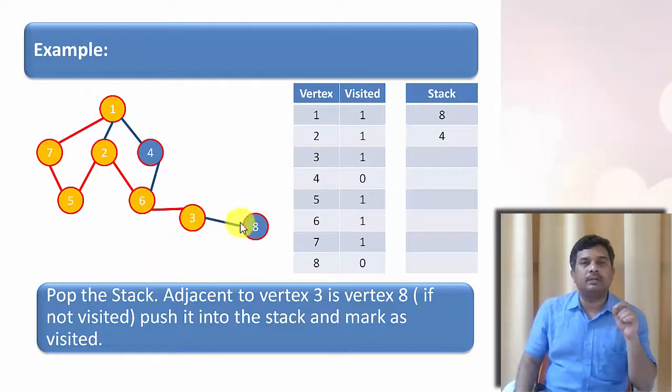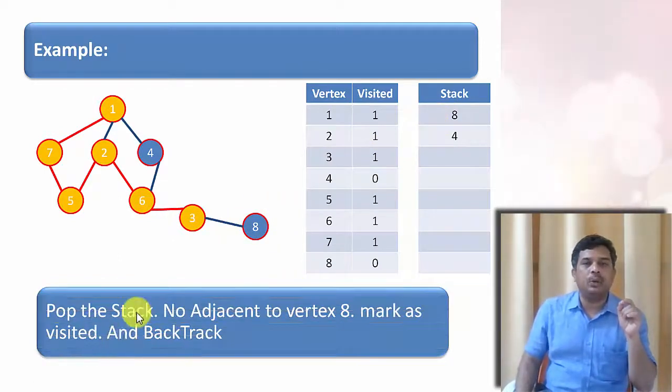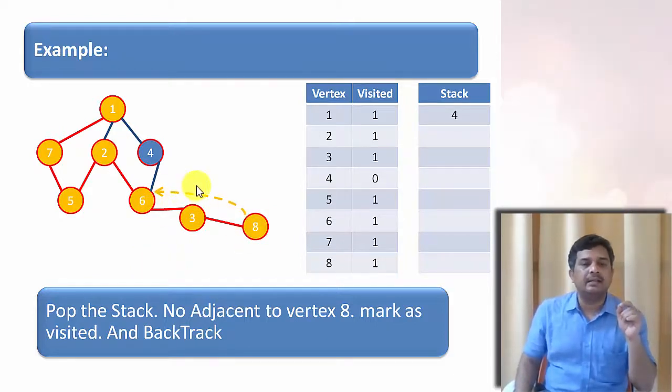Now on the top of the stack we are having 8, so we are going to pop 8. No adjacent vertices are there, and one more element remains in the stack. So what are we going to do? We are going to backtrack. When we backtrack, I'll call this a back edge.